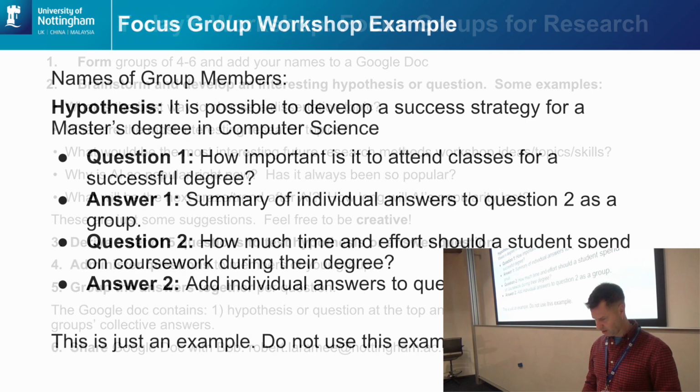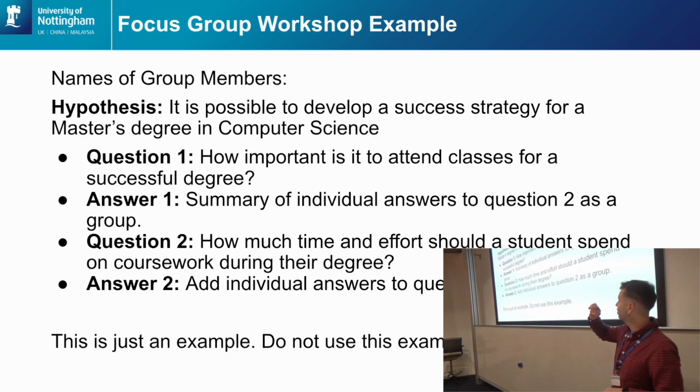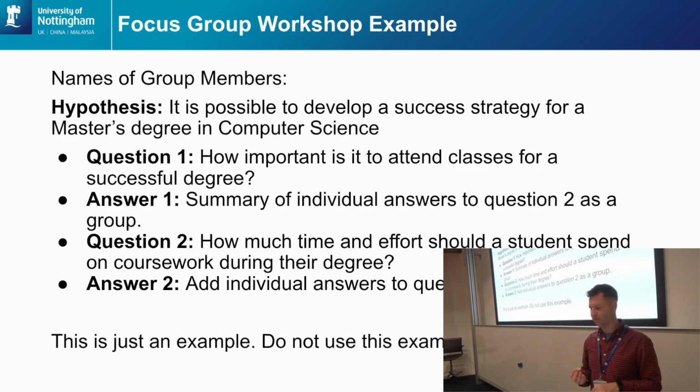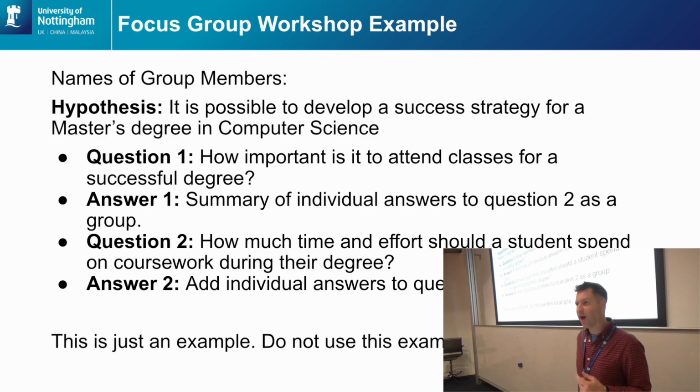Do I have another slide? So this is just some example, right? You have the names of the group members at the top. You have a hypothesis explicitly stated or a question. For example, is it possible to develop a success strategy for a master's degree in computer science? That's a question. Or as a hypothesis, you would state it in the affirmative: it is possible to develop a success strategy for a master's degree in computer science. That's a hypothesis, right?